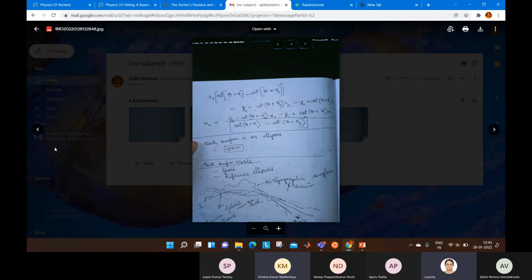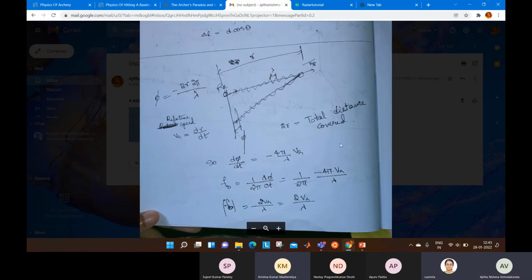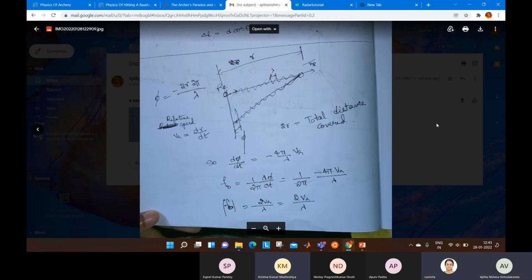Okay, fine. Next one is about the Doppler frequency. Enlarge it a little bit. I think you did something similar. Same only, ma'am. You understood the problem, right? Understood, ma'am. We have to consider the relative velocity. Okay, ma'am.